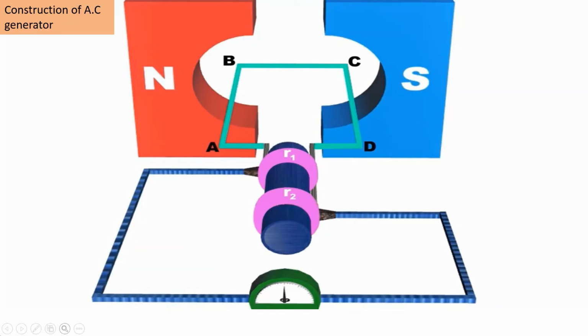Also, to provide a path for induced current, the two rings R1 and R2 are in contact with two separate conducting brushes, B1 and B2 respectively. Also, a galvanometer, a device which detects the presence of induced current, is connected. This was the construction of an electric generator.